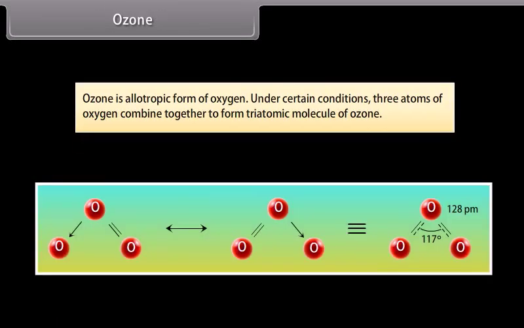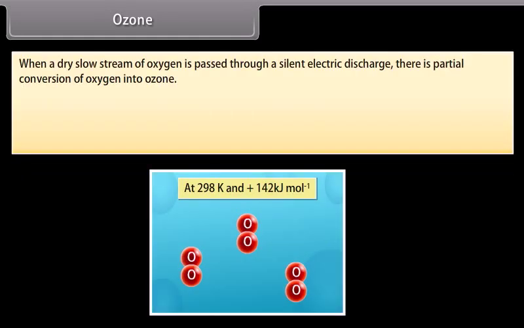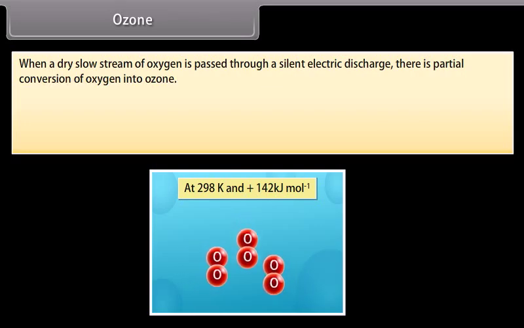Ozone. Ozone is an allotropic form of oxygen. Under certain conditions, 3 atoms of oxygen combine together to form a triatomic molecule of ozone. When a dry, slow stream of oxygen is passed through a silent electric discharge, there is partial conversion of oxygen into ozone.